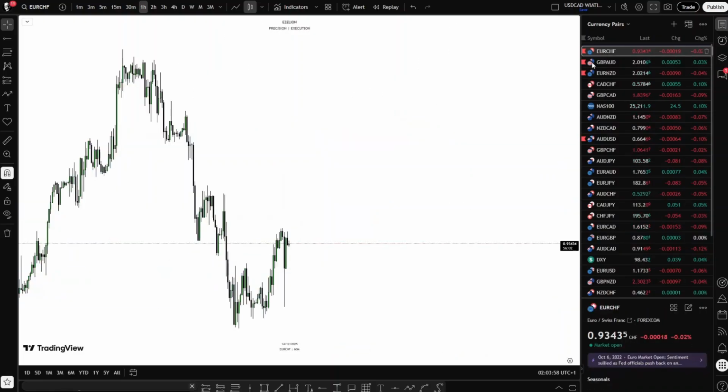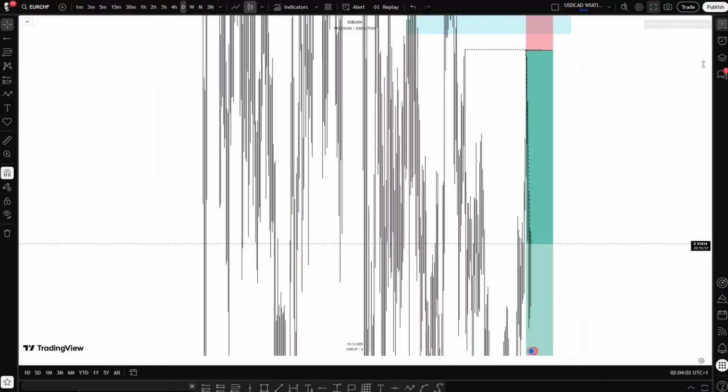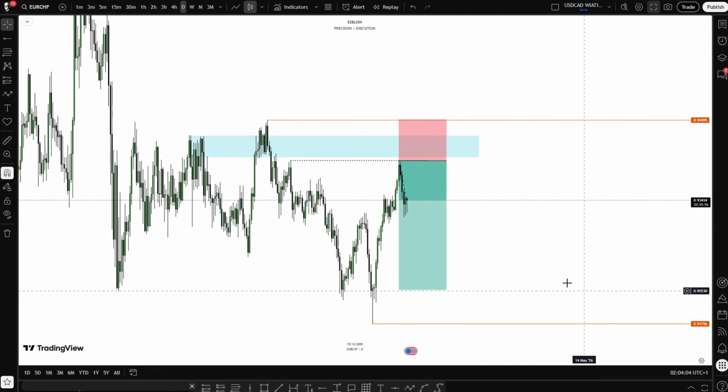We have Euro CHF. We have this one running on Euro CHF, and you can see it's the same thing we are trading. We are just going to keep trading one strategy. This is how you get profitable. Just keep trading one strategy. Keep rinsing and repeating. So that's what I'm going to keep on doing for you guys on this channel.